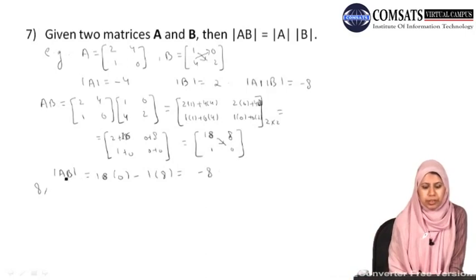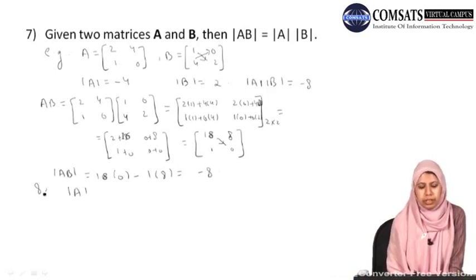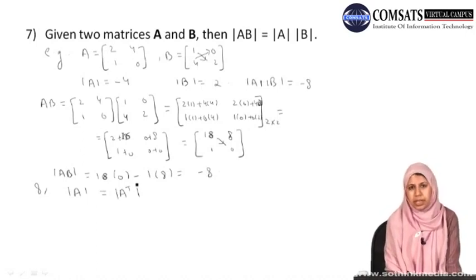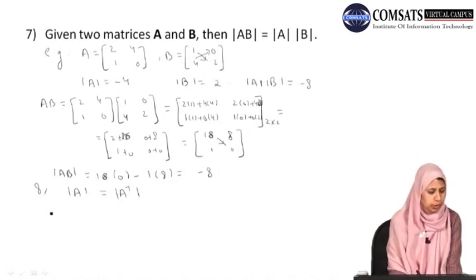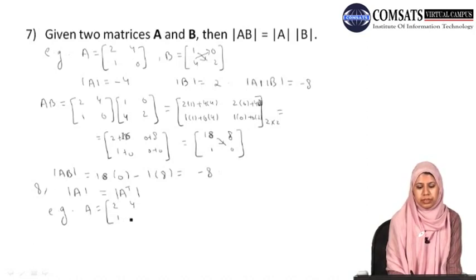Our eighth property says that we have a matrix A and we have taken the determinant of it. This is the same as taking the transpose of the matrix and then the determinant, which means that the determinant of the matrix and of its transpose are the same. For example, we have our matrix A, the same matrix, 2, 4, 1, 0, and we know the determinant of this matrix, which is minus 4.